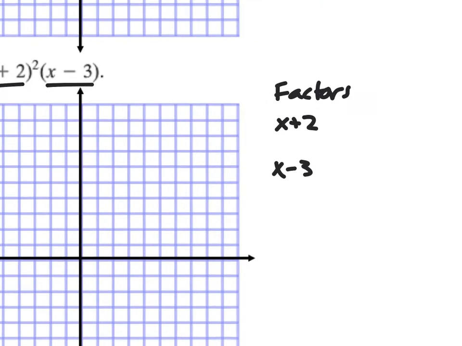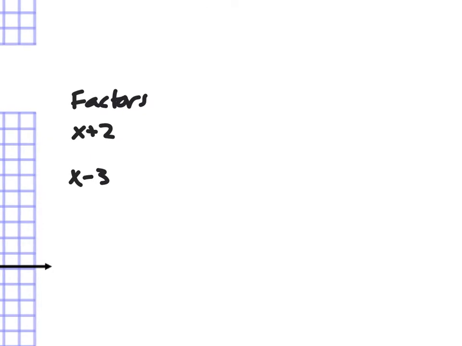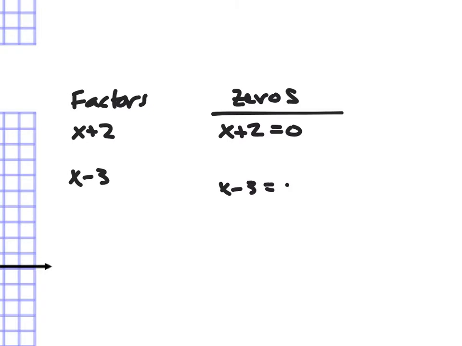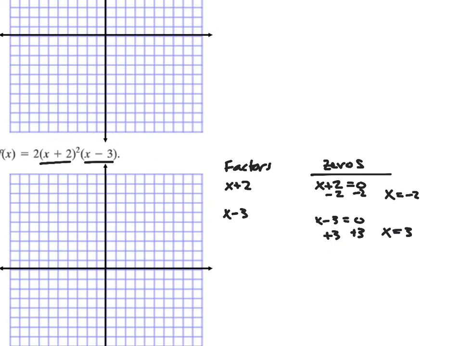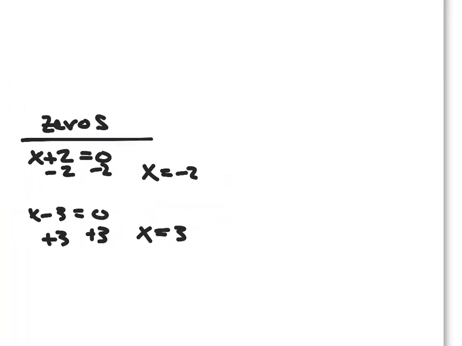Now, what I do to find my zeros is I take each of those factors and set them equal to 0. So I take x plus 2, set it equal to 0, and I take x minus 3 and set it equal to 0. Once I do that, I'm going to subtract 2 from both sides. I get that x is equal to negative 2. Here I would add 3 to both sides and get that x is equal to 3. Now, what I know about this is that the x plus 2 factor has a multiplicity of 2. All right, so what's going to happen is we then have our multiplicity.